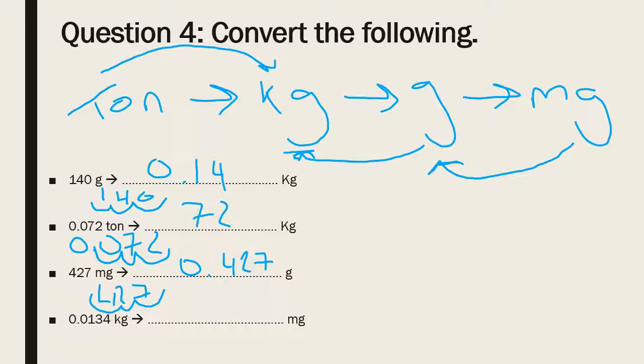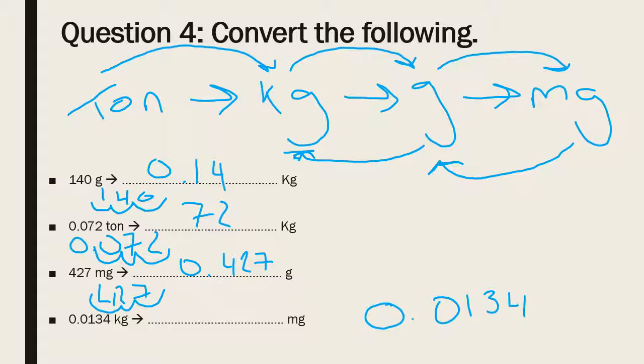Then we've got kilograms into milligrams. How do we go from kilograms into milligrams? It's really important. First of all, we have to go from kilogram to grams. So that's times 1,000. And then from gram to milligrams, that's another times 1,000. So that's 1 million. So look, we've got 0.0134. Okay, first of all, use this point here. We have to times 1,000, then times 1,000 again. So we have to do 6 zeros.